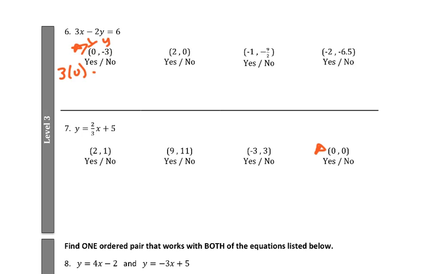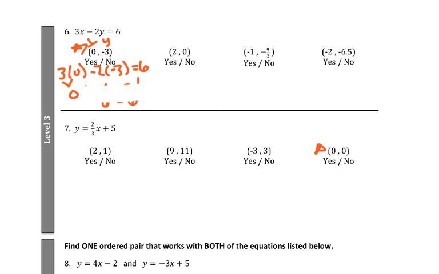3 times 0 minus 2 times negative 3, and we're curious if that equals 6. Well, 3 times 0 is 0. And then 2 times negative 3, a couple different ways. You could change that to a plus negative, or I'm just going to leave it as is. We're going to do minus. 2 times negative 3 is negative 6. Oh, but that can get confusing. So 0 minus negative 6, well, we can keep the 0, change the minus, and change the negative, and that would be a positive 6.